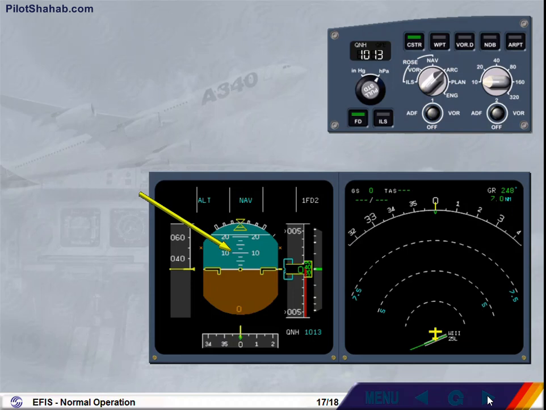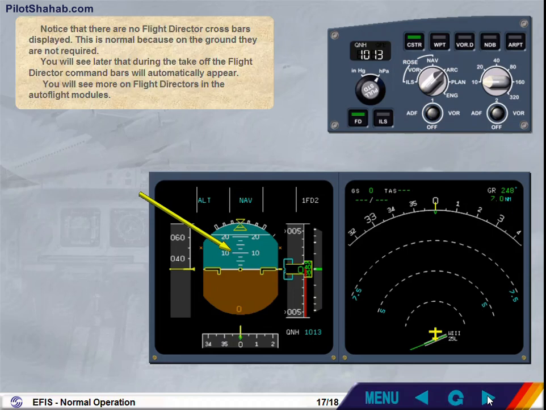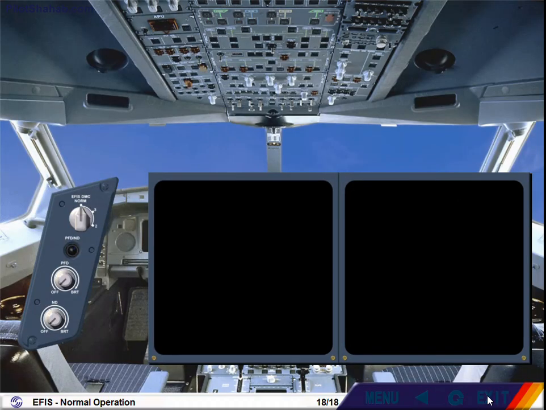You will see later that during the takeoff, the Flight Director command bars will automatically appear. You will see more on flight directors in the autoflight modules. If the aircraft is being completely shut down, the EFIS displays are turned off using the appropriate brightness control knobs.